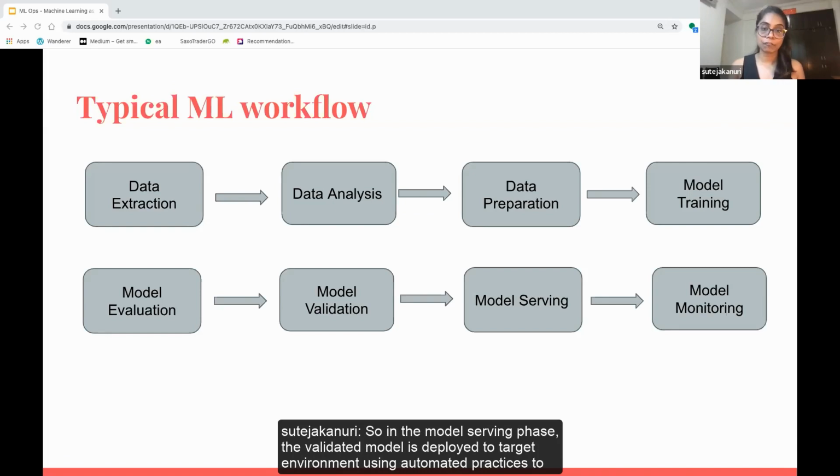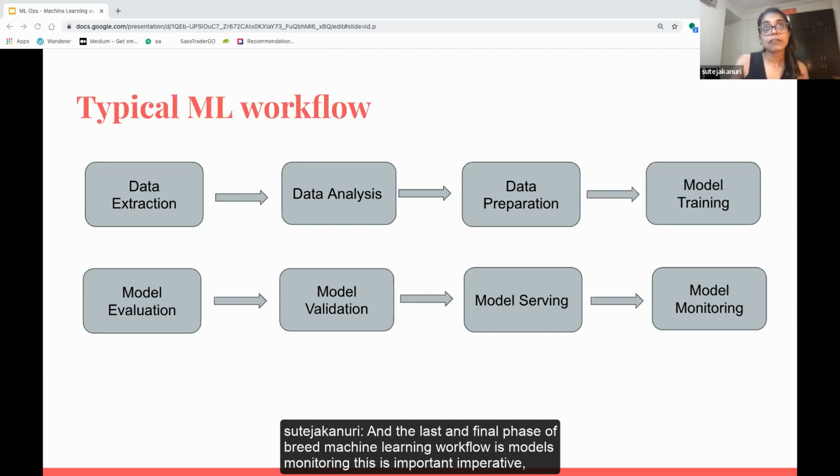So, in the model serving phase, the validated model is deployed to the target environment using automated practices to serve the predictions. The deployment can be done using any sort of microservice architecture, which is really catching up at this point in ML workflows as well. Typically, we do it using REST APIs to serve online predictions, or we embed a machine learning model in the form of an object into an edge system or a device, or it can be a part of a batch prediction system as well, which can run daily or monthly, whatever the frequency is.